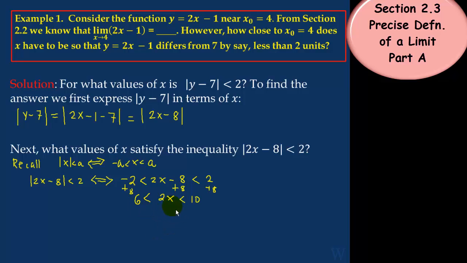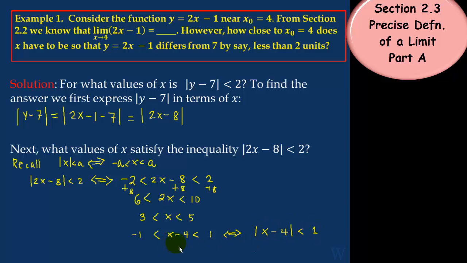Dividing through by 2 would mean that x is between 3 and 5. So if we let our x's fall between 3 and 5, then this inequality will hold. That is why x minus 4 is between 1 and -1, and this is the same as saying the absolute value of x minus 4 is less than 1.